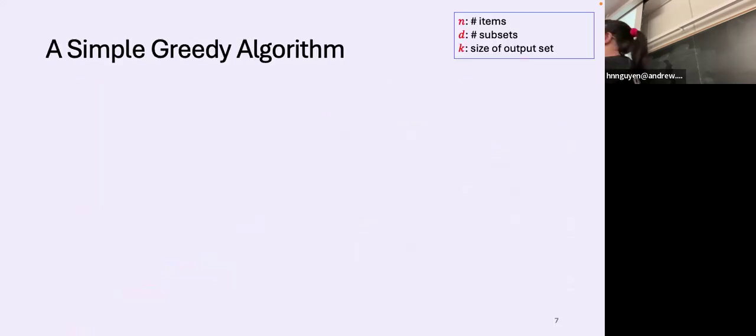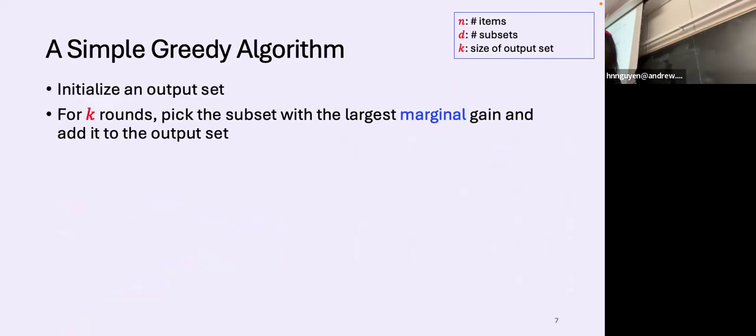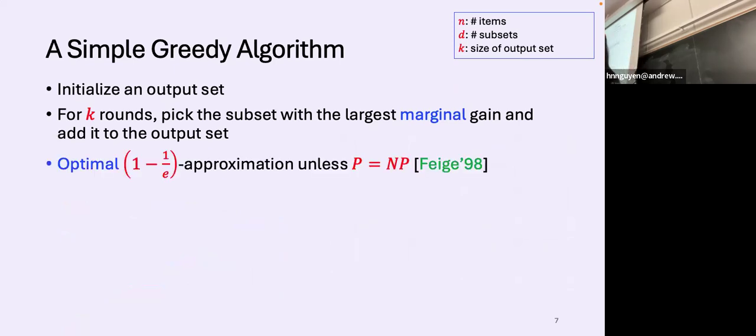Okay, so I'm just going to present a simple greedy algorithm. This is the classical algorithm. We initialize our output set and we go for k rounds. In every single round, we just take the subset that gives me the largest marginal gain. This gives a 1 minus 1 over e approximation, and this is actually provably optimal for polytime algorithms unless P is equal to NP.